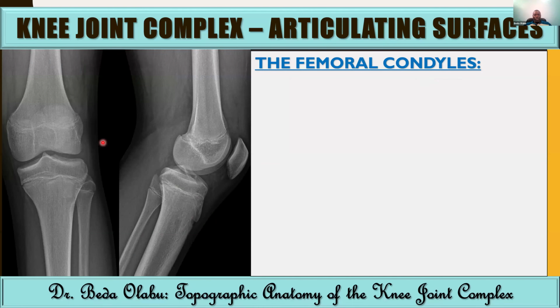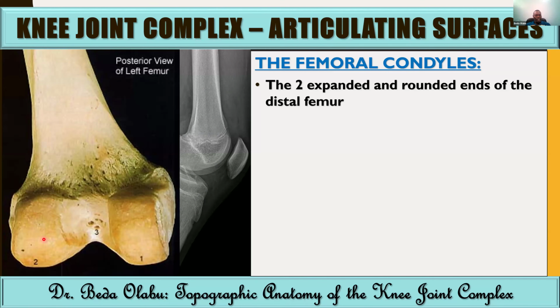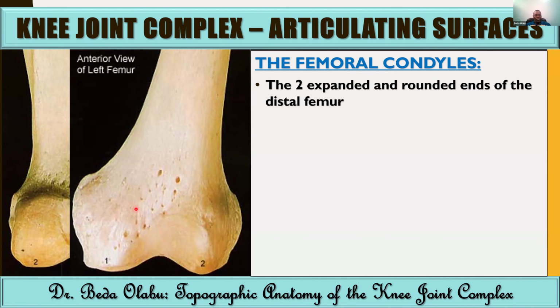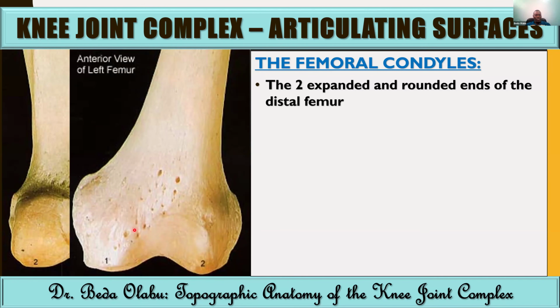Having talked about the patella, we can now talk about the femoral condyle. This is the other articulating structure of the knee. Femoral condyles are those expanded, rounded ends of the distal femur. We have the medial and lateral femoral condyles. The space between them is called the intercondylar notch. From the posterior aspect, the notch is more prominent, but from the anterior aspect, the notch is not very prominent, though we can still see the patellar surface there. So this is the lateral condyle and this is the medial condyle.